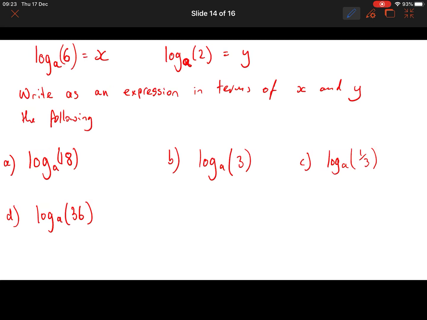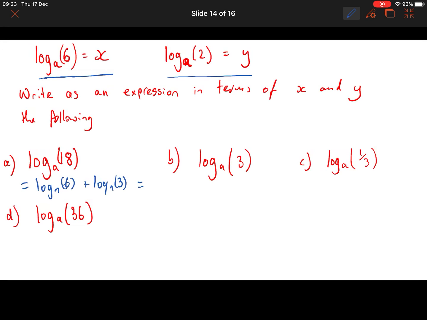Okay, final little piece of work here in this video. Remember, the rules work in both directions. The rules work both ways. Okay, so here you're going to use some of these log rules backwards. You are told that log base a of 6 equals x and log base a of 2 equals y. So we will need to write an expression in terms of x and y for the following.